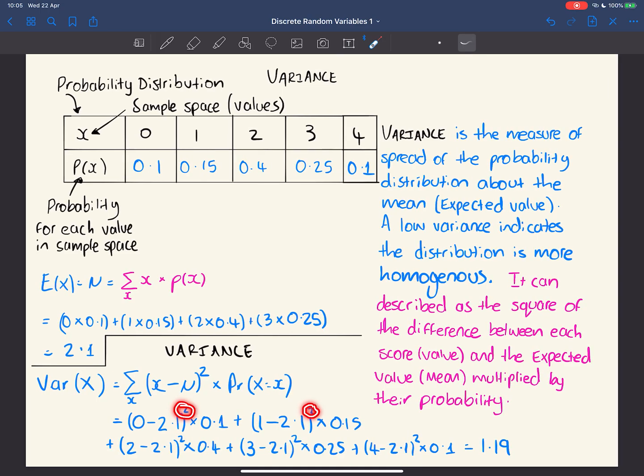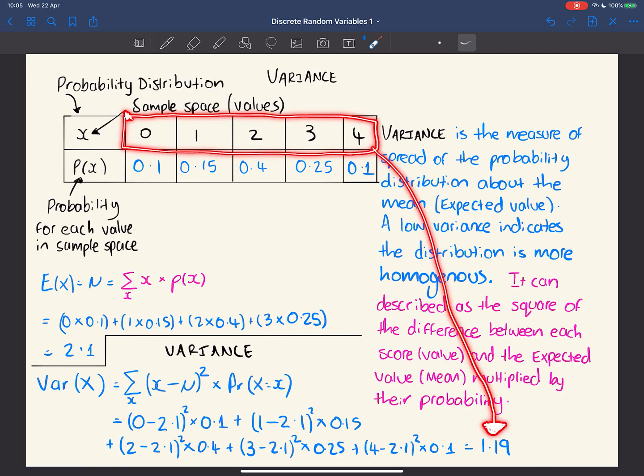Because you're squaring these values each time, you end up disconnecting this final value from the unit of measurement you first started off with. So for example, let's say these values here, our sample space, represent the number of workouts that you could do in a week. So 0 workouts, 1 workout in a week, 2, 3, and up to a maximum of 4 workouts in a week, right?